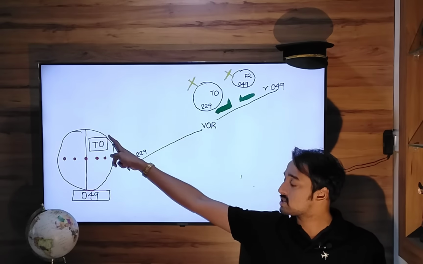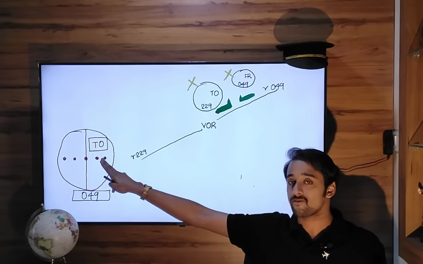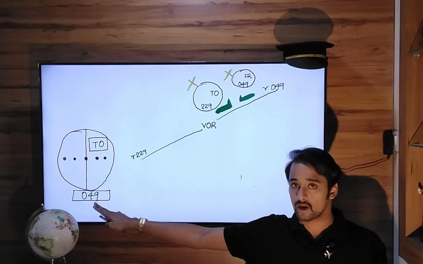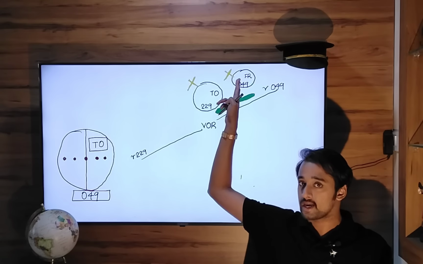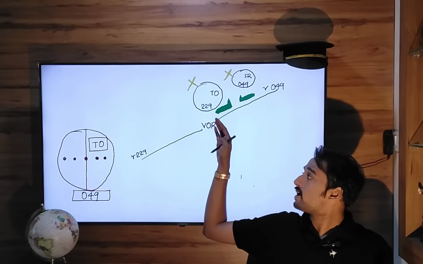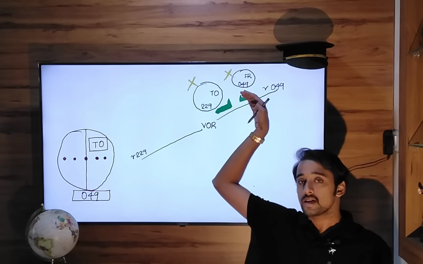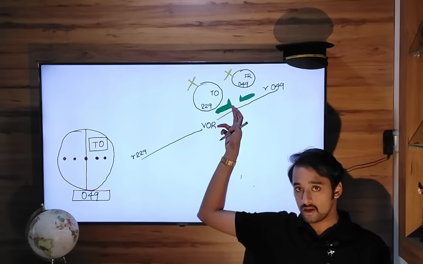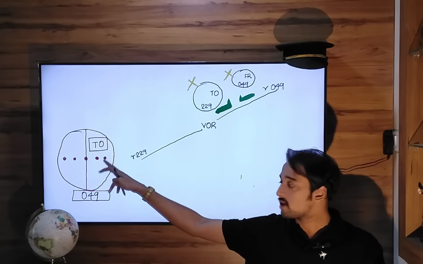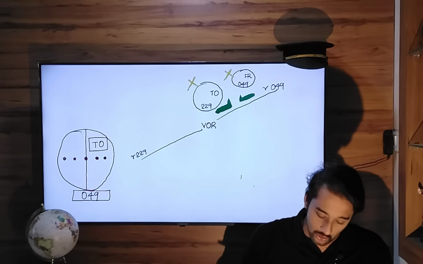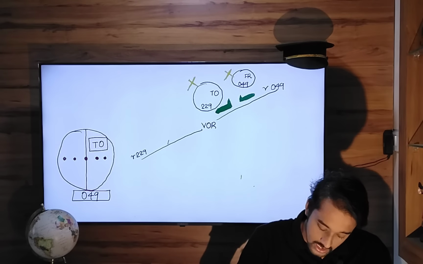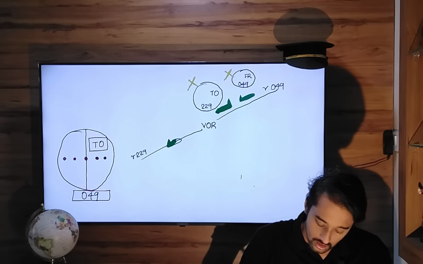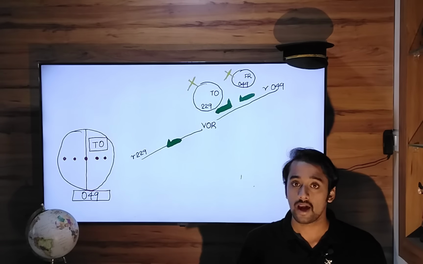But the question states this problem. You have a TO indication with 049. Here we are getting TO with 049, but not a FROM indication. That means the aeroplane is nowhere on this side of the VOR. You will get a TO indication on 049 only when you are situated on radial 229, flying towards the VOR.